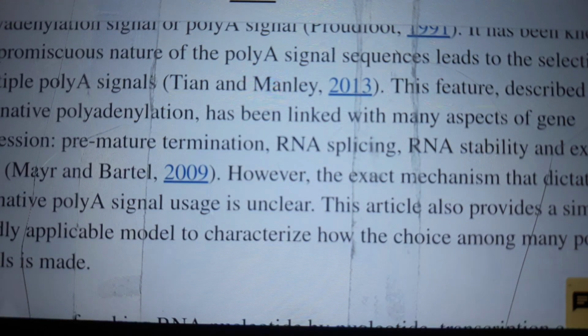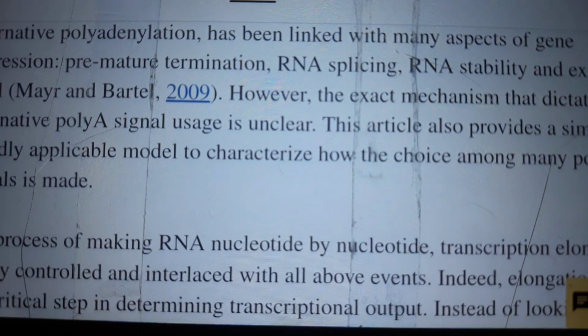It's been known that the promiscuous nature of the polyA signal sequences leads to the selective use of multiple polyA signals. This feature, described as alternative polyadenylation, has been linked with many aspects of gene expression: premature termination, RNA splicing, RNA stability, and expression level. Courtesy, Mayr and Bartel, 2009. However, the exact mechanism that dictates alternative polyA signal usage is unclear. This article also provides a simple yet broadly applicable model to characterize how the choice among many polyA signals is made.